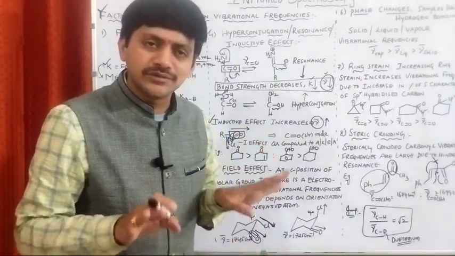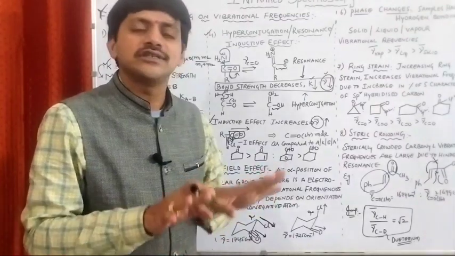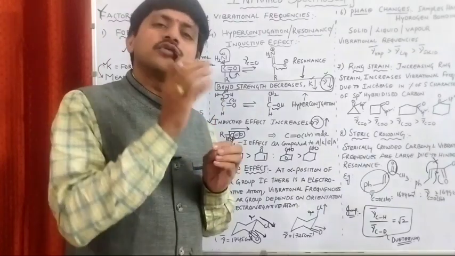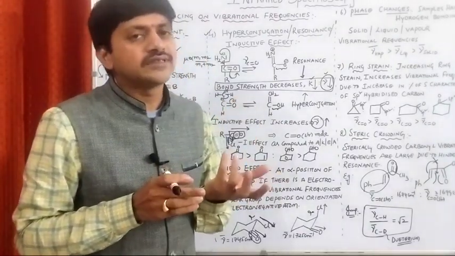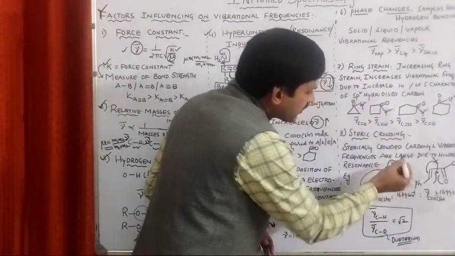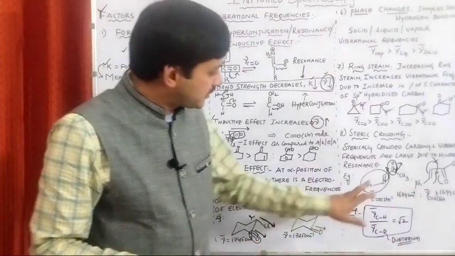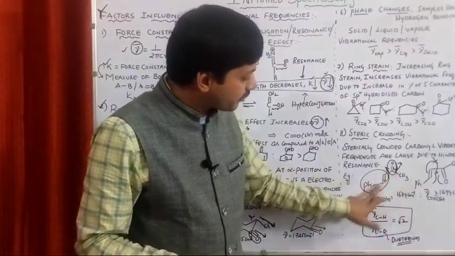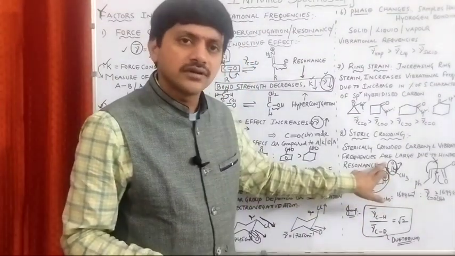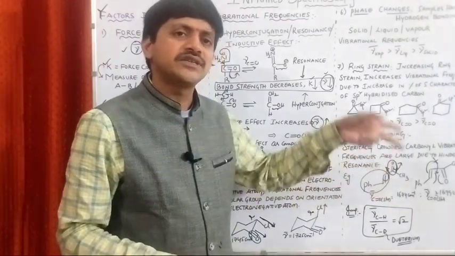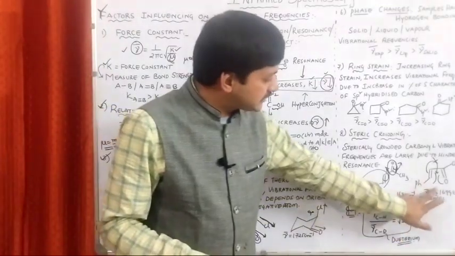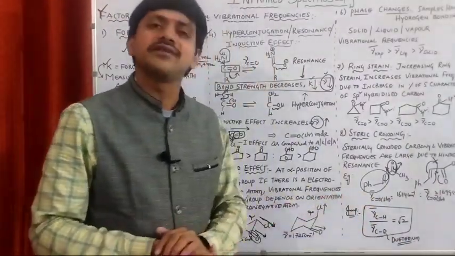Once the resonance is disturbed, there is no change in the pi bond character. So the pi bond character is retained, meaning higher force constant. Higher force constant means higher vibrational frequency. But in this other case, we clearly observe proper conjugation, right? The proper conjugation is reducing the CO strength. CO strength decreased means force constant decreased. Force constant decreased means vibrational frequency decreased. That's why in this case, the frequency is more. In this case, the frequency is less.